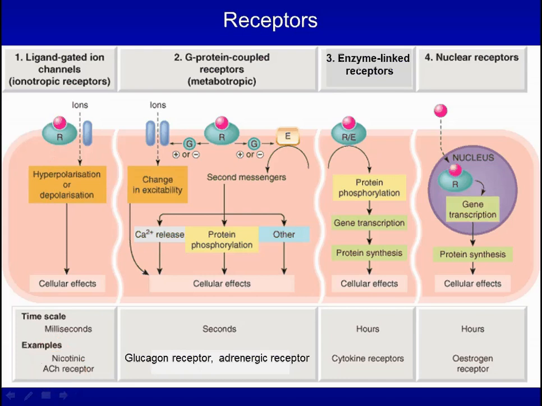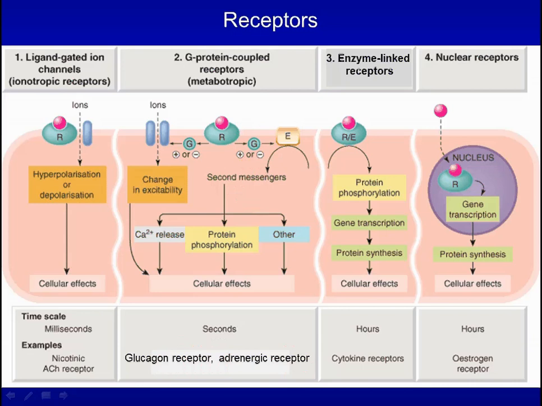Second are G-protein coupled receptors. They are transmembrane proteins. Binding of a ligand stimulates a GTP binding protein called G-protein, which in turn generates an intracellular second messenger. Well-known examples include glucagon receptor and adrenergic receptors.